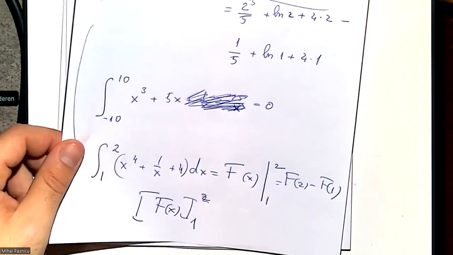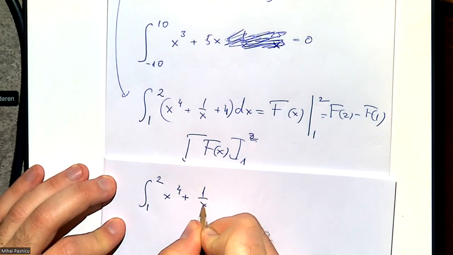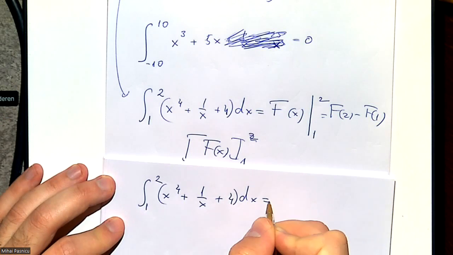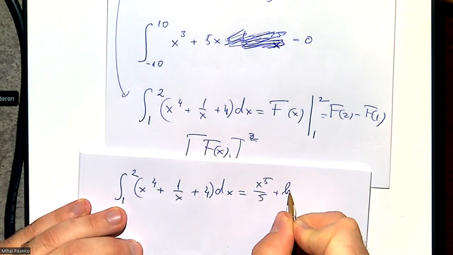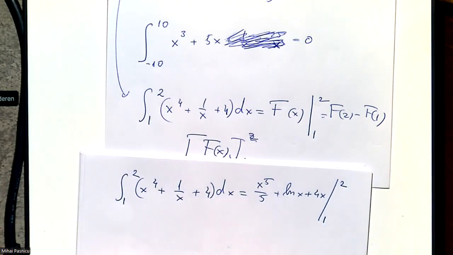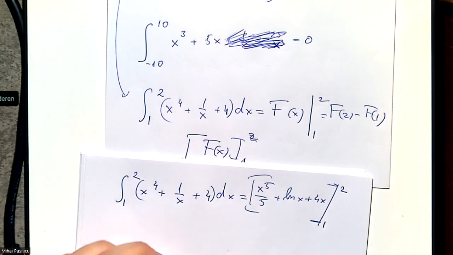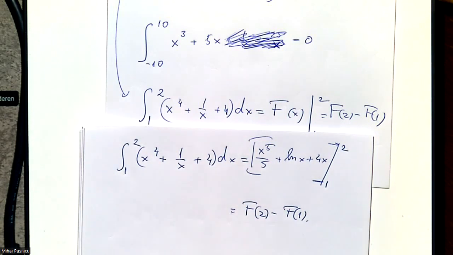So I could write it, for example, just giving you the full notation beforehand. I can just write the integral from 1 to 2 of x^4 plus 1/x plus 4 dx is equal to our antiderivative, which was x to the fifth over 5 plus log of x plus 4x, evaluated from 1 to 2. Again, you can drop the constant in this case. So this is one notation if you want to make it simpler, or this notation. Both of them work, they basically mean the same thing, okay? You can stick to whatever works for you. I usually use the line one, but there's no wrong or right.